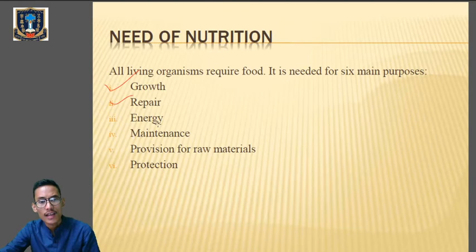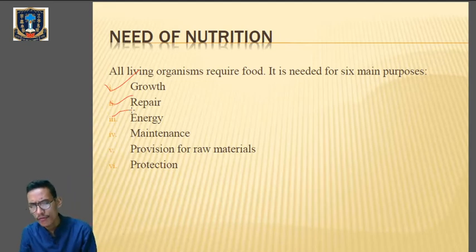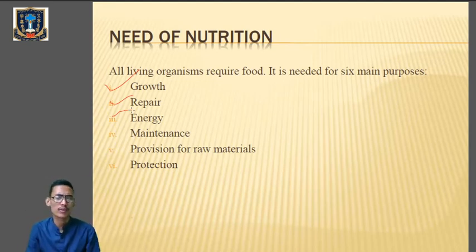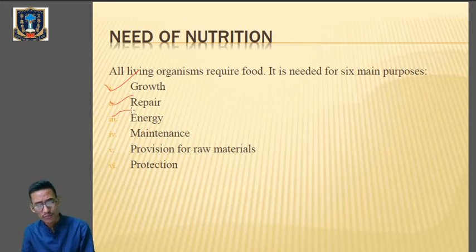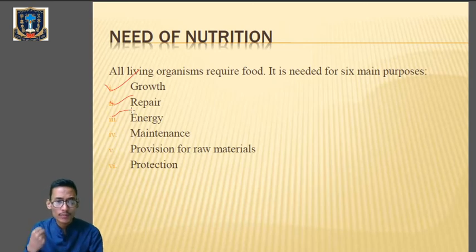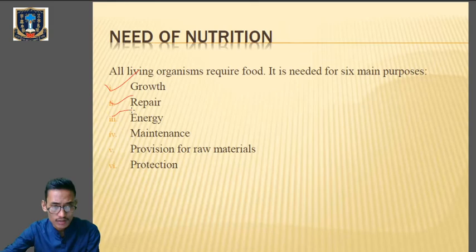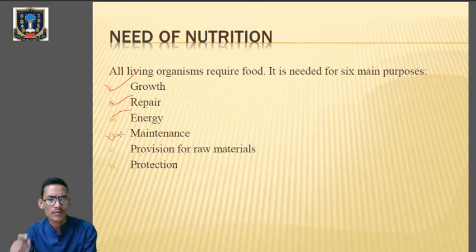Number 3, energy: providing energy needed by the body to carry out various life functions. We have to perform different types of physiological functions, such as nutrition, respiration, excretion. For all these processes we require energy. We even have to go for locomotion, so we require energy. Therefore, in order to maintain proper energy in the body of an individual, we require proper food or nutrition. Number 4 is maintenance of the chemical composition of cells. We have to maintain it.